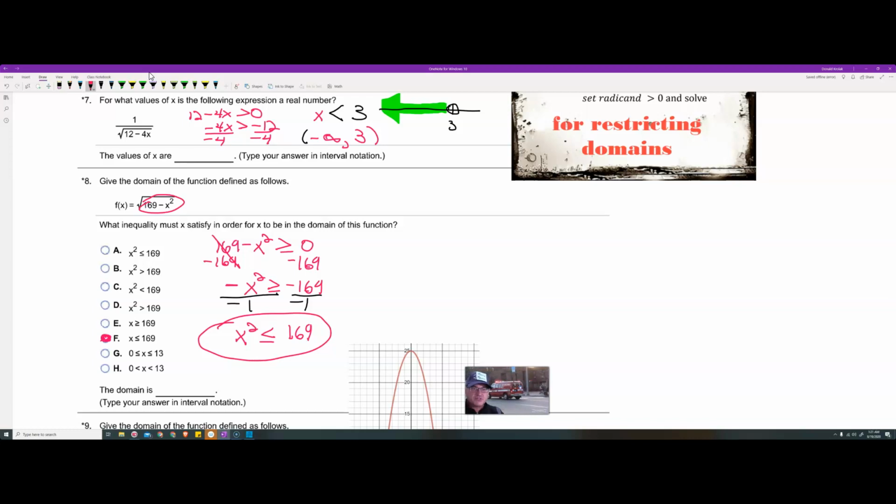Now, in order to do that, there's a couple of ways. We could graph 169 minus x squared and see where it's greater than 0. Or I could use the sign chart method. Since we're out here in the field, I'm going to use the sign chart method.